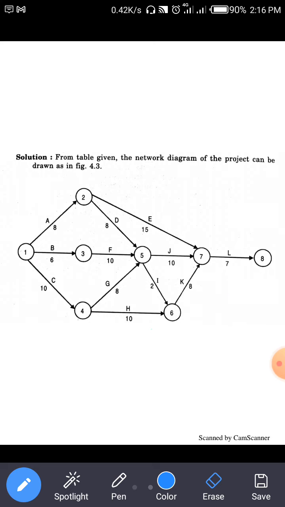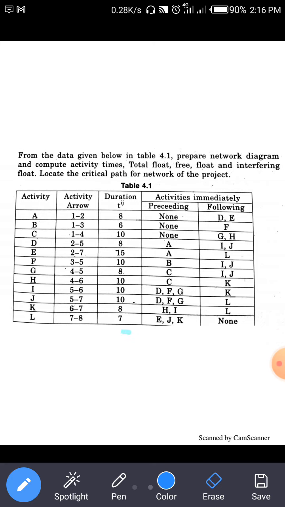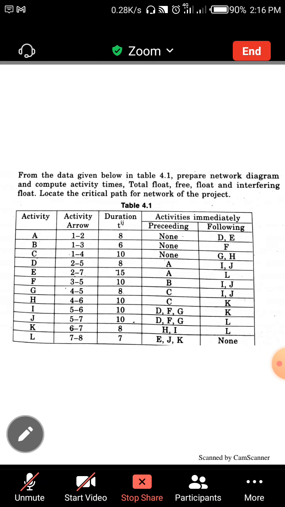We got this time from the table, which is already given in the example. The time duration is given as per the activity and arrow, and the durations differ. Clear? Preceding and following activities are also given. If we cross-verify the activity arrows, we know the preceding and following activities of a particular activity arrow.